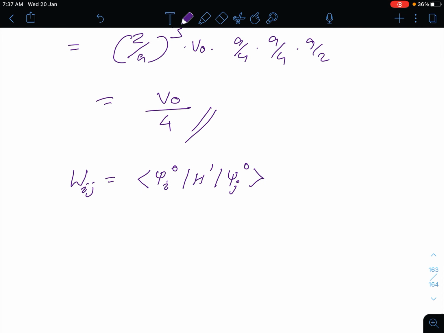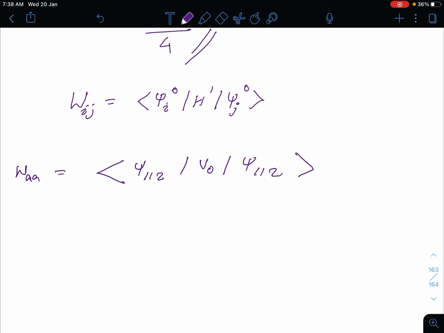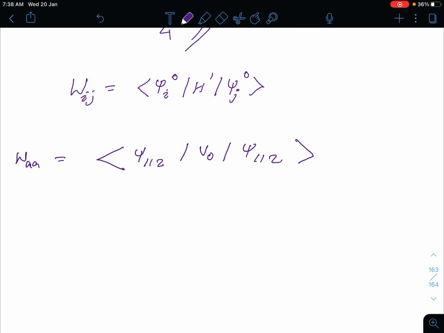So, no, that may not be okay. So what is that? We can say integral psi 112, h dash is V0, V0 psi 112. Clear? This is the WAA. I will not be doing WBB and WCC because that you can do.